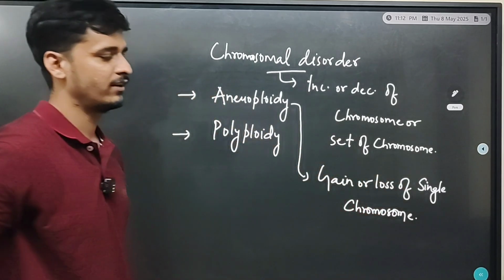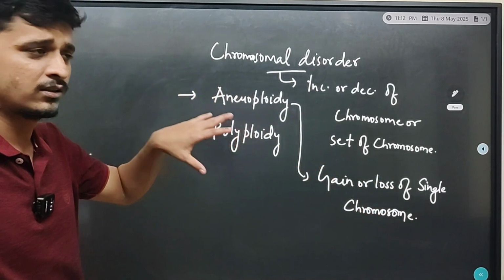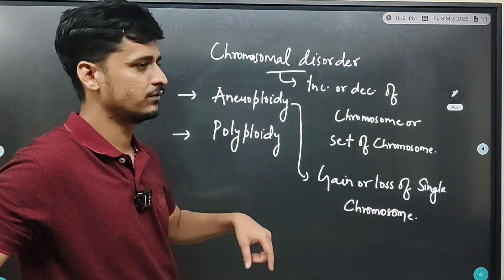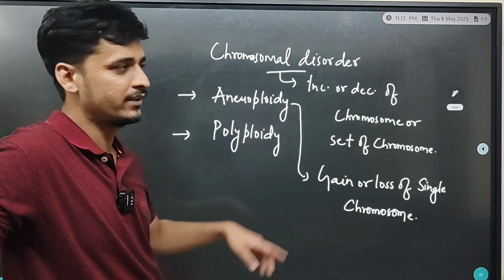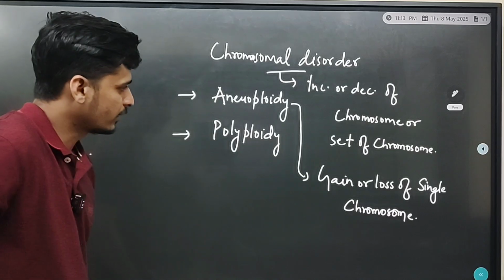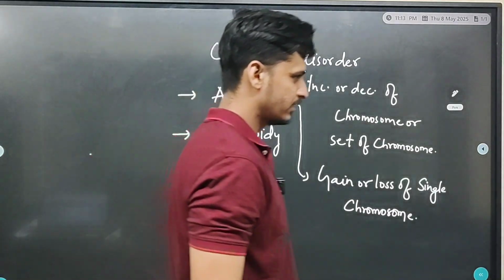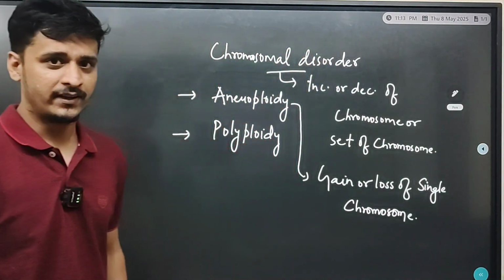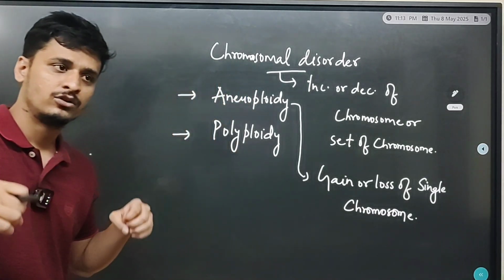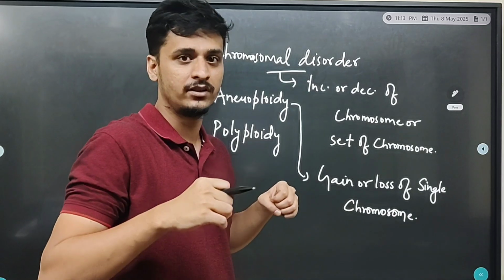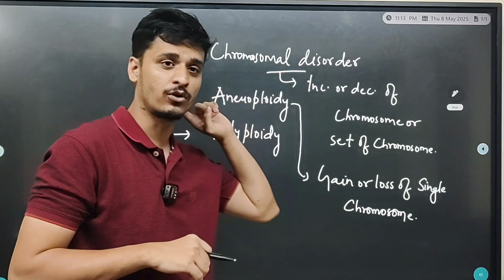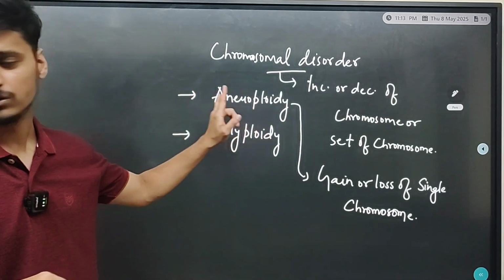Whenever there is gain or loss of a single chromosome during cell division, it gives rise to aneuploidy. So what happens in cell division? In anaphase, when chromatids are separated, whenever there is a failure in chromatid separation during anaphase of cell division, it will give rise to aneuploidy.